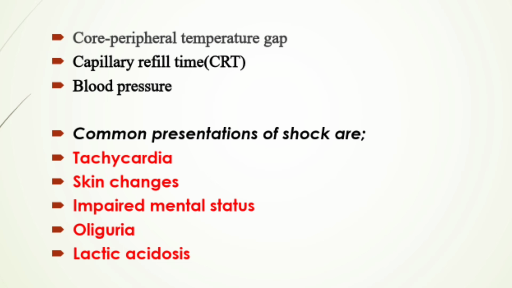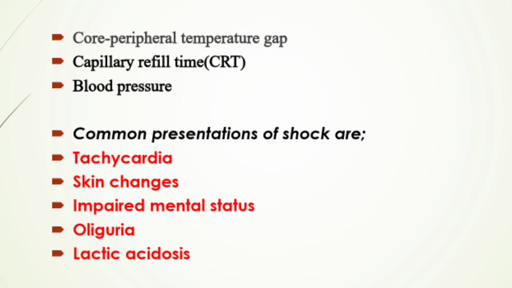Blood pressure. For children, hypotension is defined as a systolic blood pressure less than the 5th percentile of the normal for age group. So if you take into consideration neonates, less than 60 mm mercury, infants less than 70 mm mercury, for 1 to 10 years of age, it's a formula: 70 mm mercury plus 2 into age in years, and if it is 10 years and older, it is 90 mm mercury.